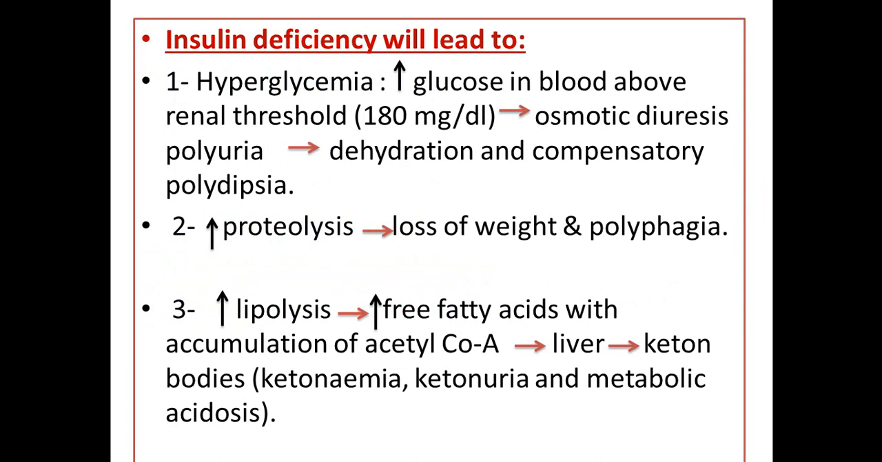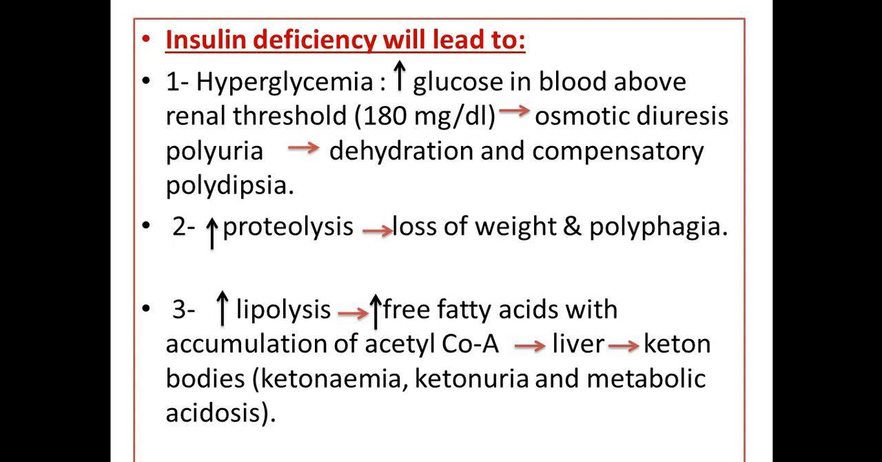Insulin deficiency, if insulin is not present, what will happen? There is hyperglycemia because, as we said, there is increased gluconeogenesis and glycogenolysis. So the glucose level in the blood is increased above the renal threshold, which is 180 milligram per deciliter, and it will be seen in the urine of the affected patient. So osmotic diuresis will occur because of hyperosmolarity, and this will cause polyuria and dehydration, and it will be compensated by polydipsia, excessive thirst, and they drink a lot of water.